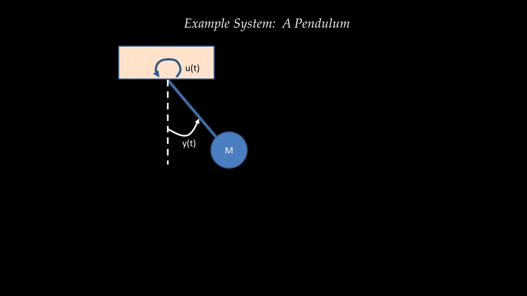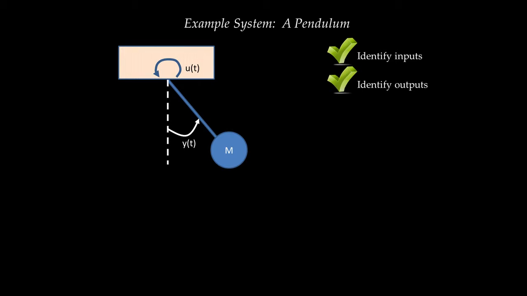If you recall from the previous tutorial, there are 5 steps to developing a state space representation of a dynamic system. The first step is to identify the inputs, and we've already identified the input in this case. It is the torque acting on the pendulum, u of t. The second step is to identify the outputs, and we've already identified the output in this case. It is the angle between the pendulum and the vertical, y of t.